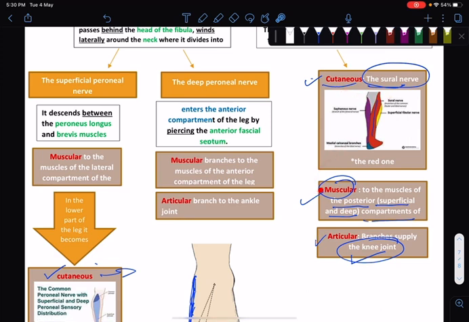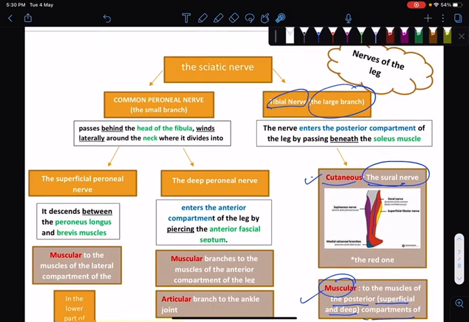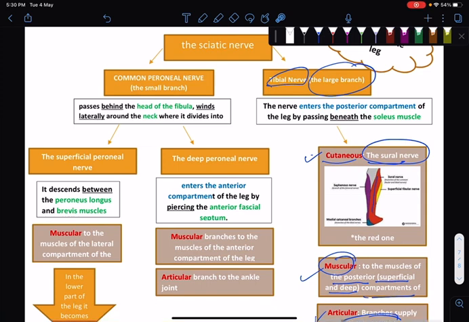Cutaneous: sural nerve. Muscular: للمسلز superficial and deep posterior compartment of the leg. والـ articular بعطينا branches supply the knee joint. اوكي نروح common peroneal nerve. The common peroneal nerve which is the small branch of the sciatic nerve.